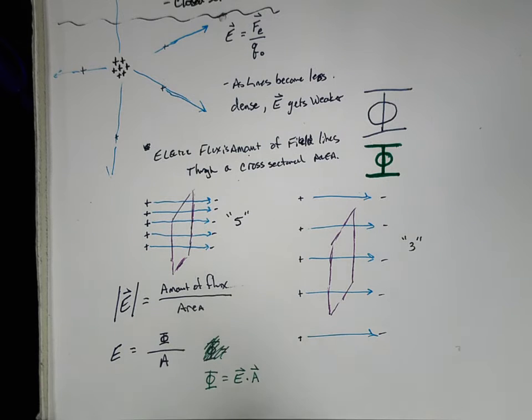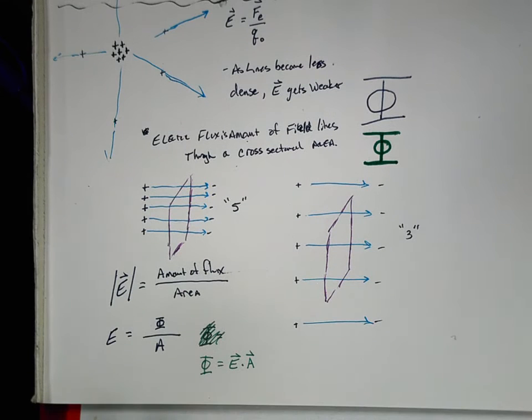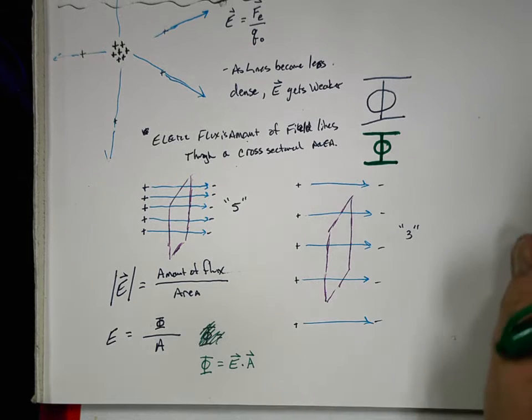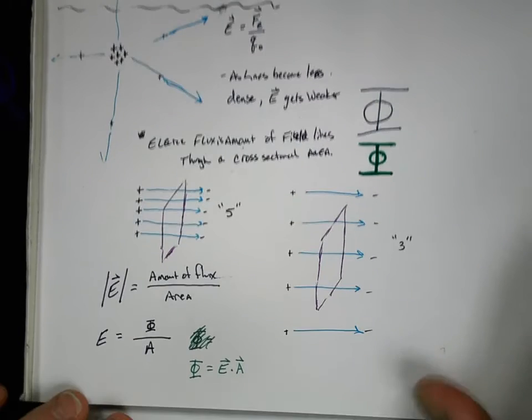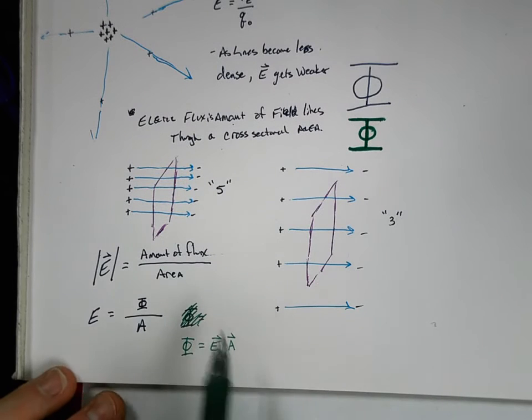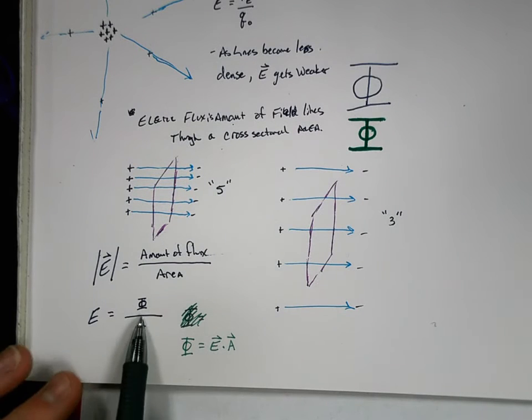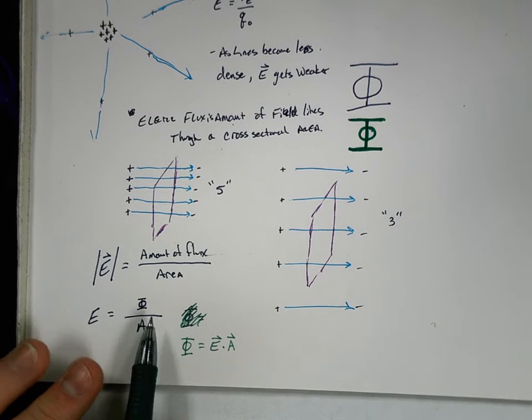Okay. Flux equals E dot A. Now you may be looking at that and asking yourself, A has a direction? Area has a direction? Yes, it does. Area has direction. Okay, so think about how that works.